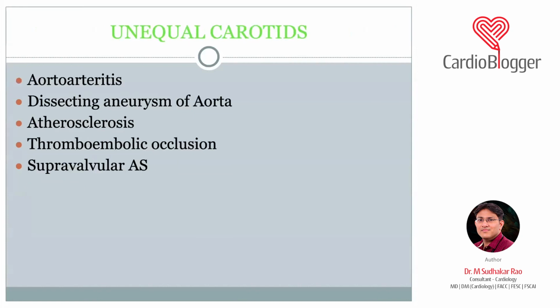Now, unequal carotid pulses, though not very commonly encountered, you should always think of Takayasu arteritis, dissection of the aorta, atherosclerosis, thromboembolic occlusion, or a supravalvular AS. There is something known as the Coanda effect, wherein in supravalvular AS there is selective streaming into the right innominate artery. So the right innominate artery has more pulsation compared to the left. That is known as the Coanda effect.